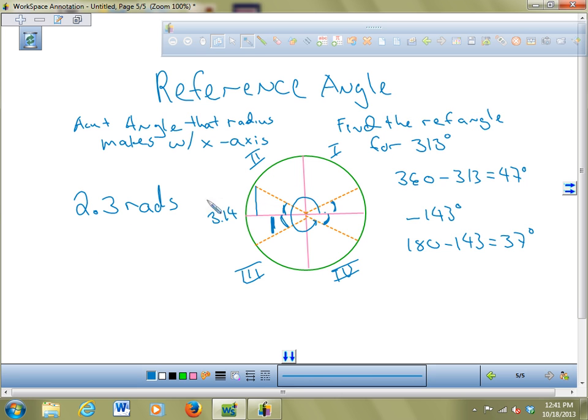So to find out how many radians this angle is, I would take pi radians, because it's pi radians to here, minus 2.3 radians. If I do that, I get 3.14 minus 2.3. I don't know what that is. Convert to degrees? That's more work, because you have to start thinking in a foreign language. So it comes out to be about 0.84 radians, if you did that.